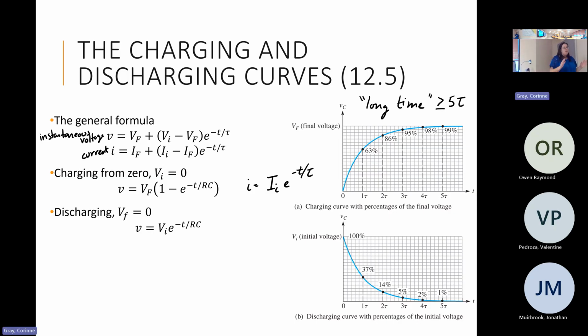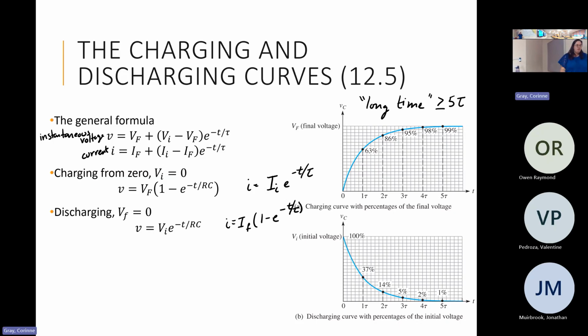So with these equations here, technically they can be derived. Sorry, before we get into that, just for the current equation, in case you are curious, it's going to be IF times 1 minus e to the minus t divided by tau. So they're flipped from each other.